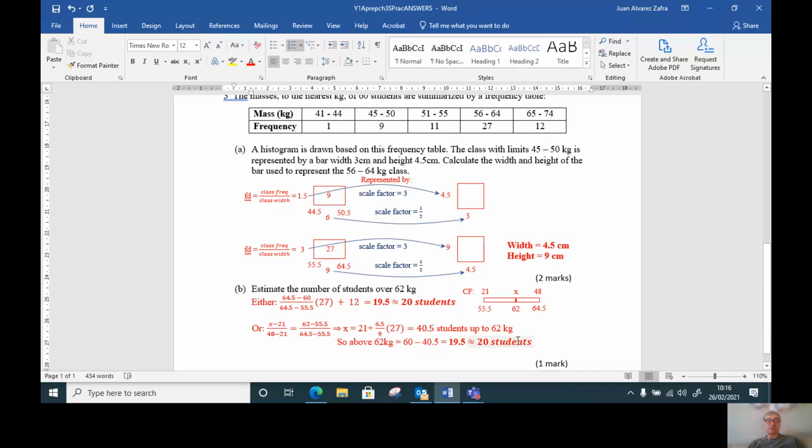That's about 20 students. There's an alternative way of doing it, which is instead of working out the proportion to the left, we can work out the proportion to the right. So we could do 64.5 minus 62 divided by 64.5 minus 55.5 of the 27 frequency, and add that on to the 12, which is that frequency here, and work out the area to the right. So in other words, work out this proportional area here and add it to the area of this histogram here.